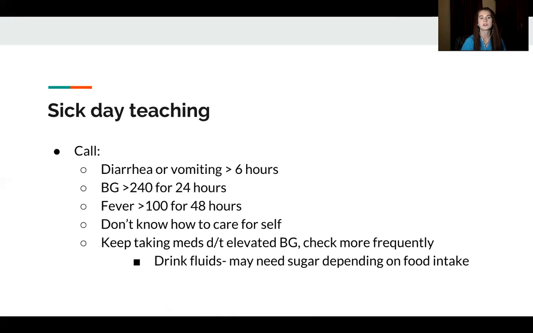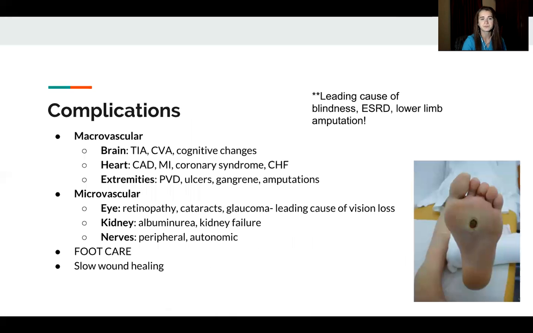But it is important to call with diarrhea or vomiting over 6 hours, a blood glucose over 240 for 24 hours, fever over 100 for 48 hours, or if they're just unsure of how to care for themselves. I mean, it's better to be safe than sorry.